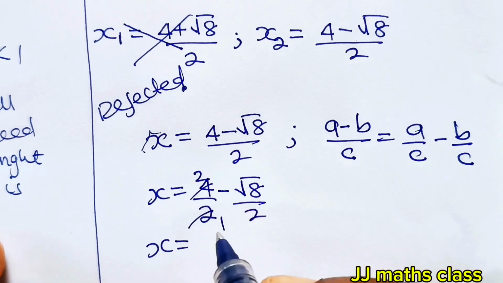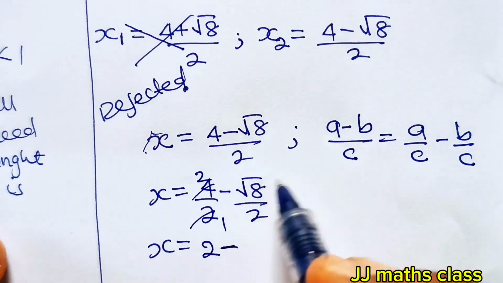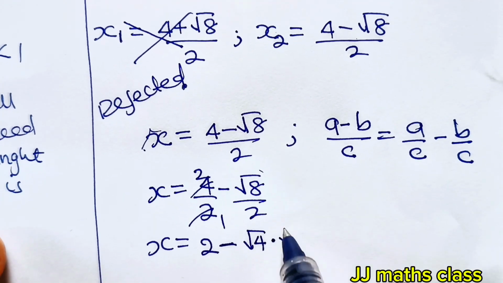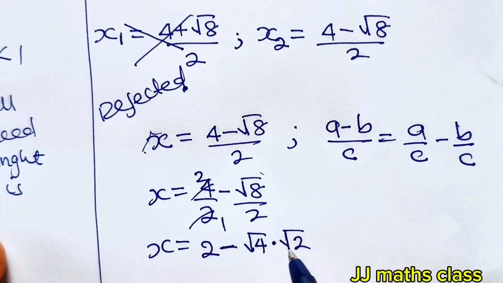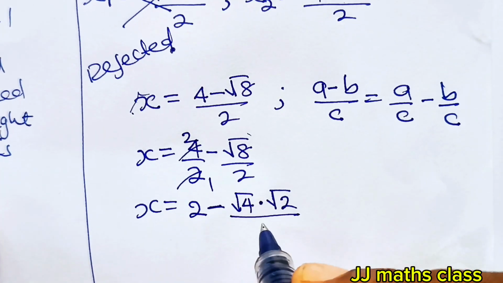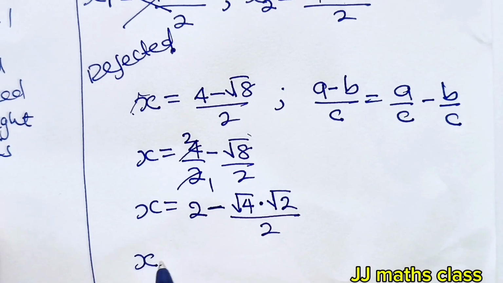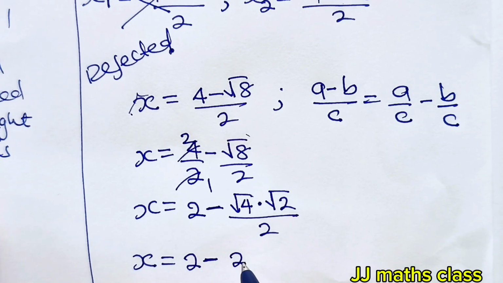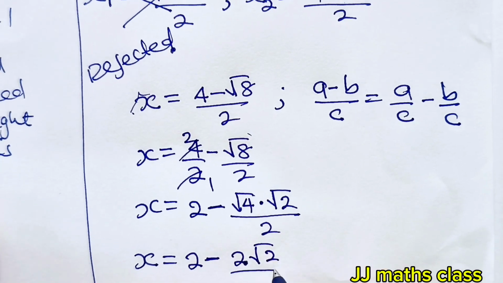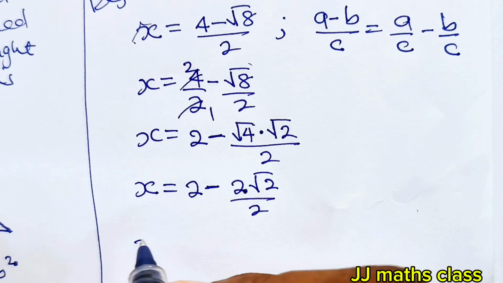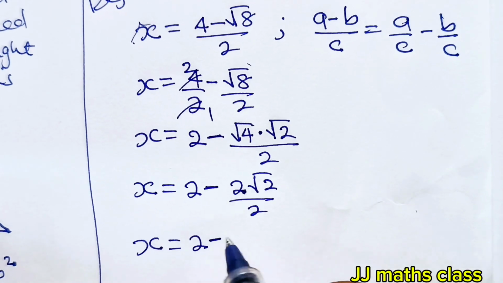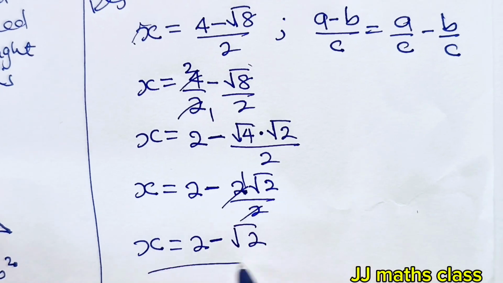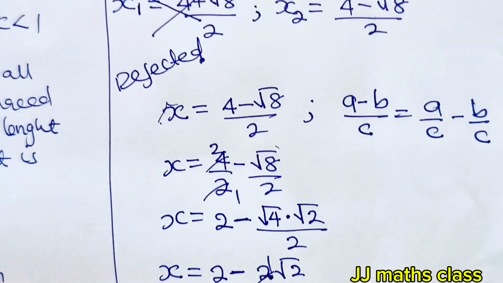Okay, so what we have here is 2 minus, now square root of 8 can be written as square root of 4 multiplied by square root of 2, because 4 times 2 is 8. Now divided by 2, okay? So our x is equal to 2 minus square root of 4 will give us 2. So we have 2 root 2 divided by 2, okay? Therefore, x is equal to 2 minus 2 will divide itself to give us 1, and 1 times root 2 will give us root 2. And this is the final value of our x.